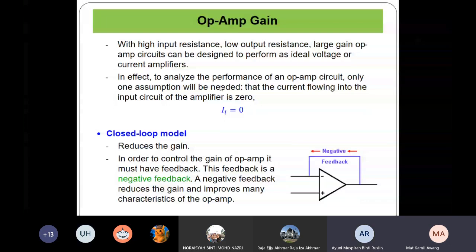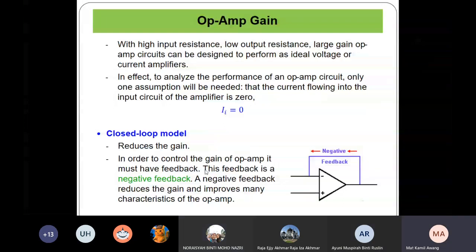Because the input resistance is here. This is the resistance between the plus and minus terminal. So basically there is no current flowing here. Okay, faham, Sir. Right?